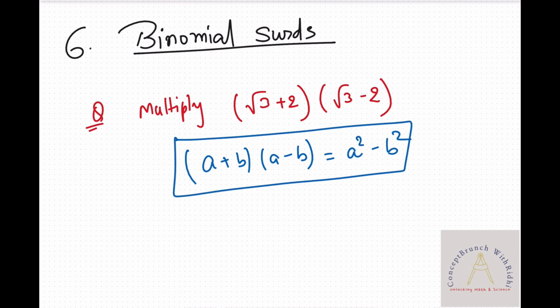So apply this one. We can just write root 3 square minus 2 square. So root 3 square is 3 minus 4. The answer will be minus 1. Let's try one more example.